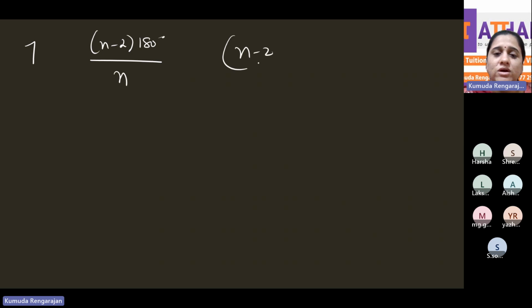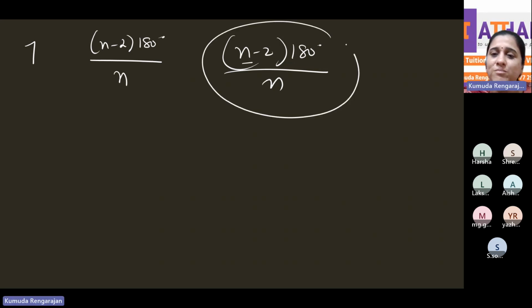(n minus 2) into 180 degrees divided by n, because if there are n sides, there are n angles also. So divide by n. All the angles will divide the total measure equally. So this one represents the measure of each interior angle of a regular polygon.